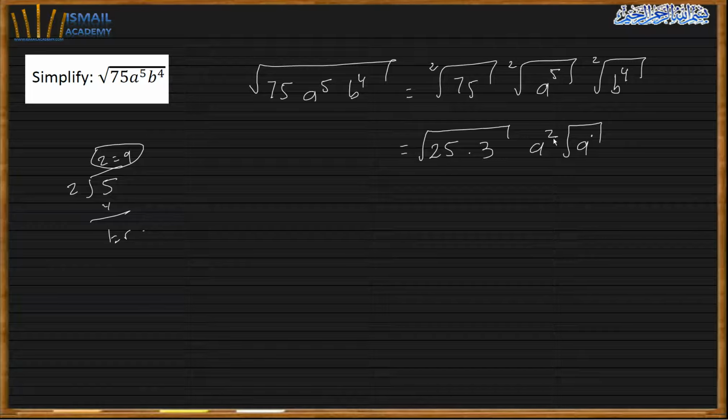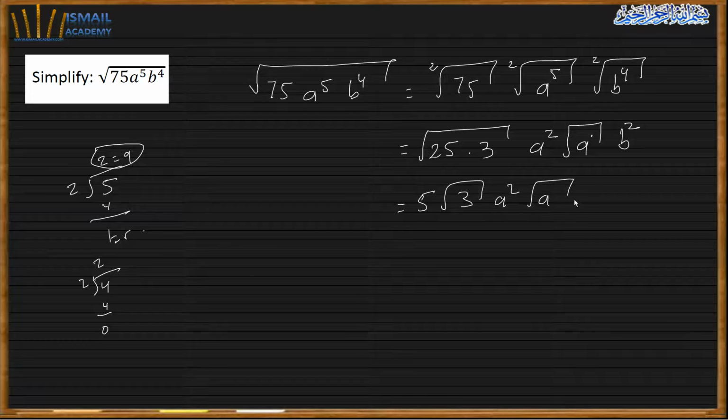And this can be done with any root. So if you want to simplify a cube root, the same thing. The quotient outside and the remainder inside. Here the quotient is 2, so it's going to be 4 divided by 2. 4 divided by 2 is 2, and the remainder is what? It is 0. That means there's nothing inside, but I will have b squared outside. So here this is 25, square root of 25 is 5. The square root of 3 stays, and I will have a square root of a, b squared.